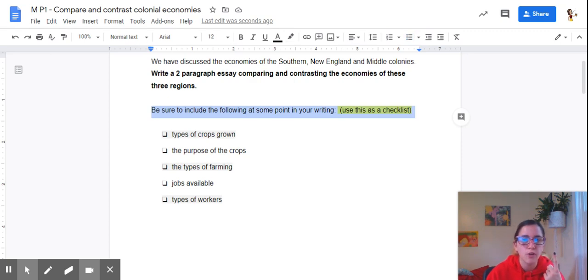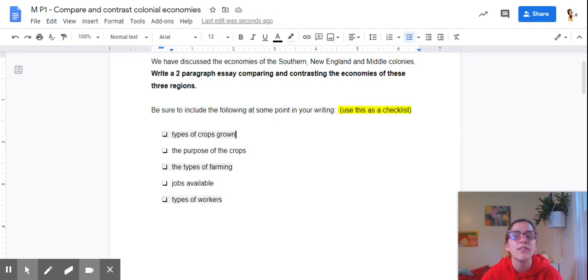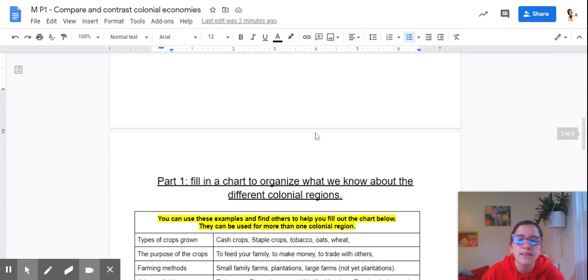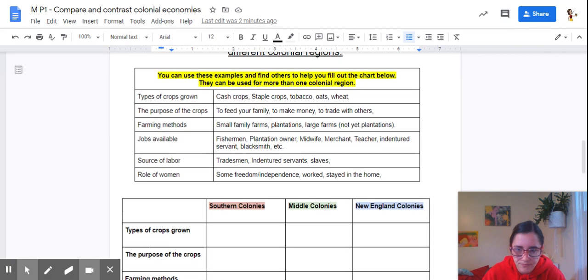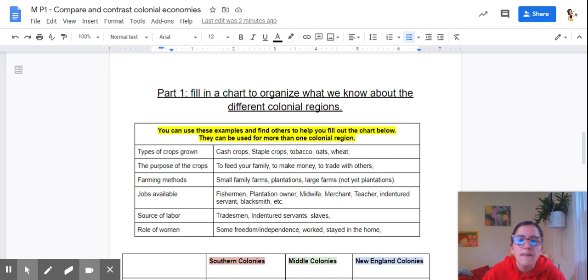It's the types of crops grown, the purpose of the crops, the types of farming, the jobs available, and the types of workers. Okay, we're going to focus on how you're going to use those in your writing a little later. For now, I really want us to just be able to organize our thoughts, right? So, what you need to do is scroll down to the second page. Say part 1. Fill in a chart to organize what we know about the different colonial regions.